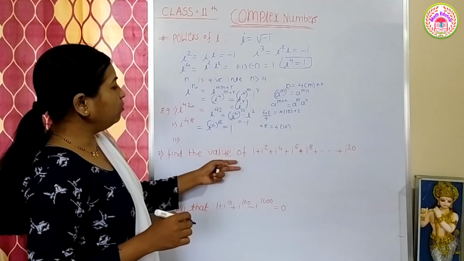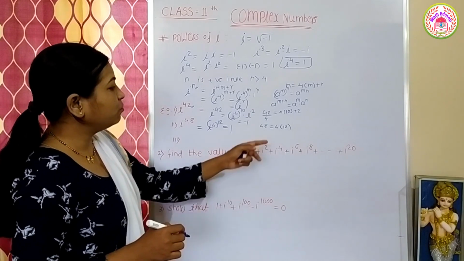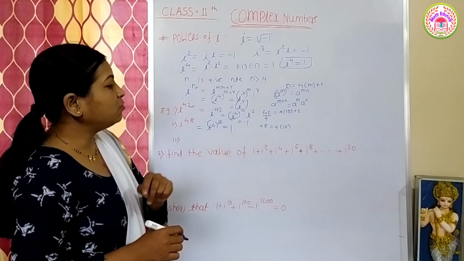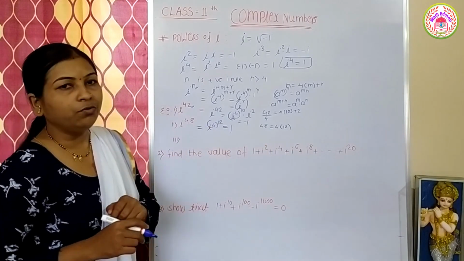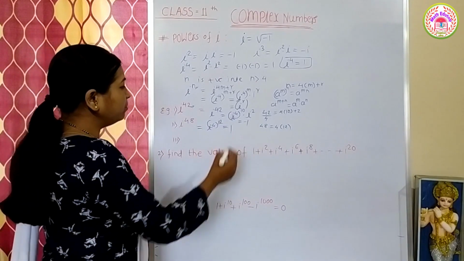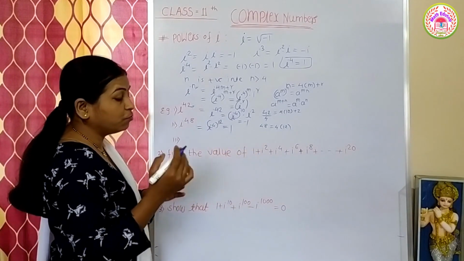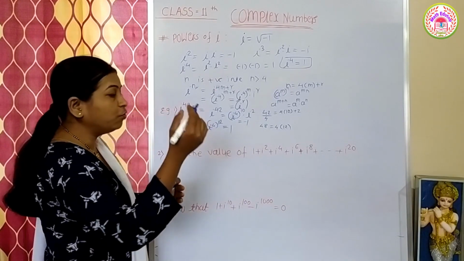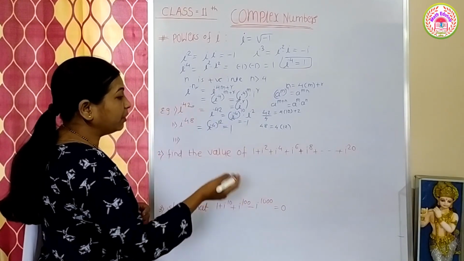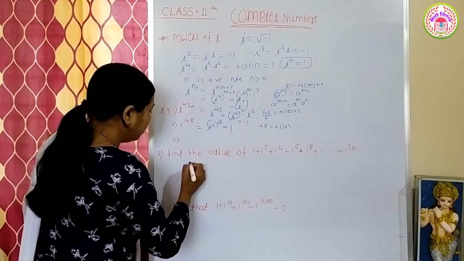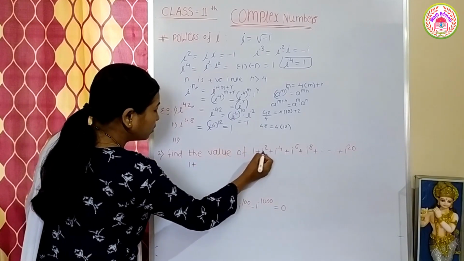Find the value of 1 plus i square plus i raised to 4 plus i raised to 6 plus i raised to 8 plus dot dot dot i raised to 20. Find out करनी. Then we simplify this. We know what is the value of i raised to 4, and more than i raised to 4 term, i square, then i cube. All these values we know. Then first is 1. Then we write i square क्या होगा?